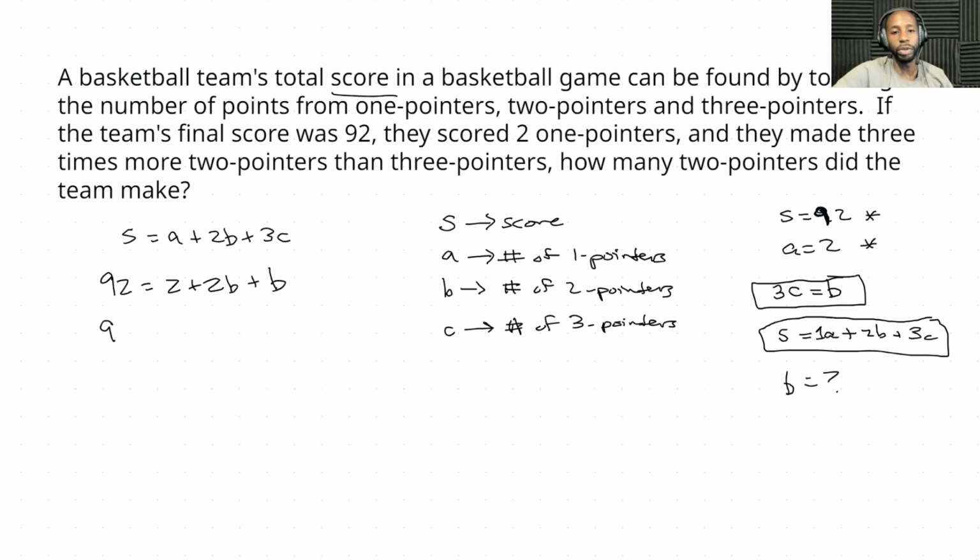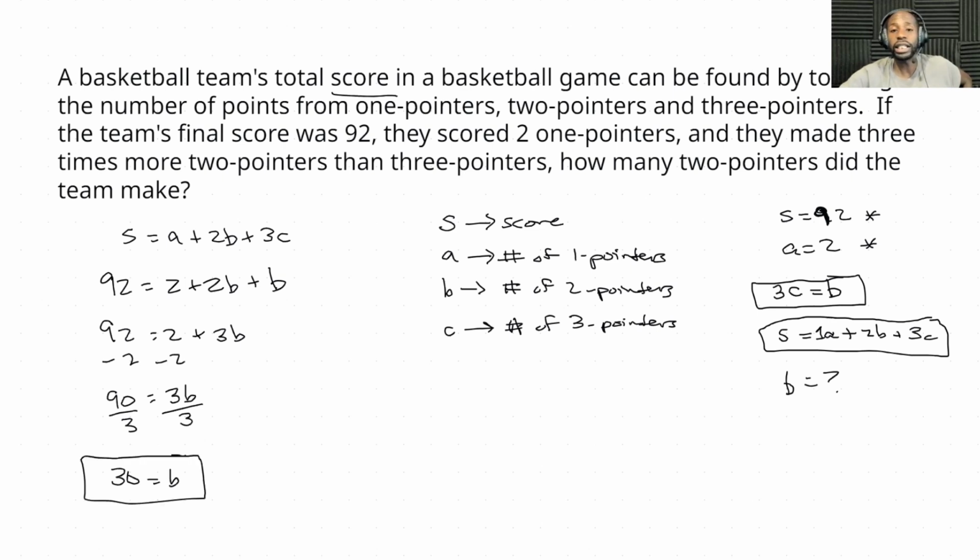92 equals 2 plus, like terms, 3B. We're going to move 2 to the other side. 90 equals 3B, divided by 3. All right. And then 90 divided by 3 is 30. So 30 equals B. So we have 30 2-pointers. Okay. So that answers our question.